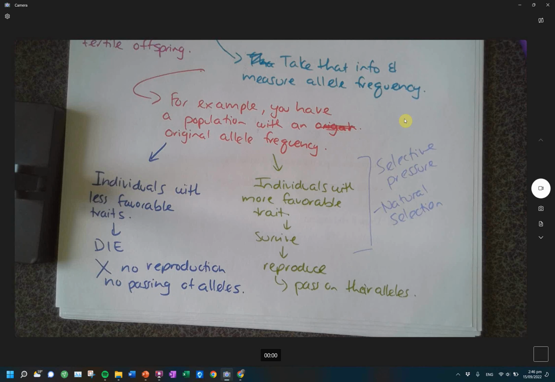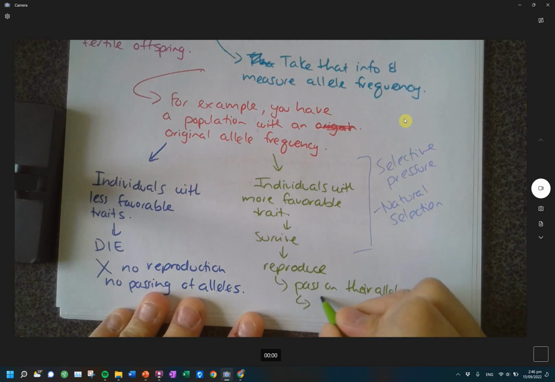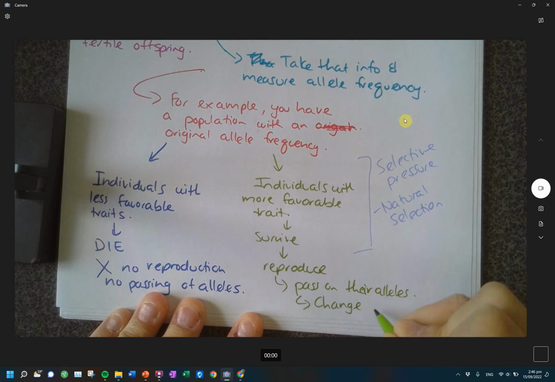The other selective pressure is, actually, maybe I'll hold off on that. I'll finish that last thought. If they're able to pass on their alleles, we can see a change in the species, and that's our evolution. I'm running out of space. I did not plan this well.